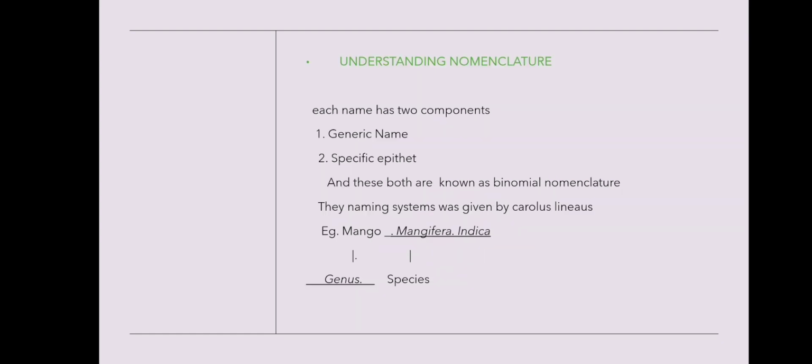Understanding nomenclature. Each name has two components. The first is the generic name, while the second is the specific epithet, and together these are known as binomial nomenclature. The naming system was given by Carolus Linnaeus. For example, let's see mango. Mango is known as Mangifera indica, where the first word, Mangifera, represents the genus, whereas indica represents the species.